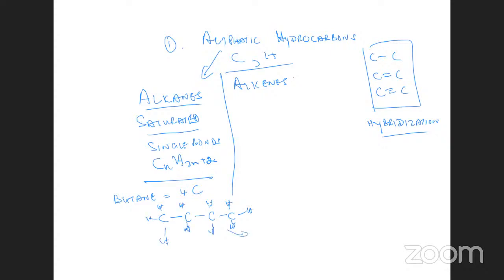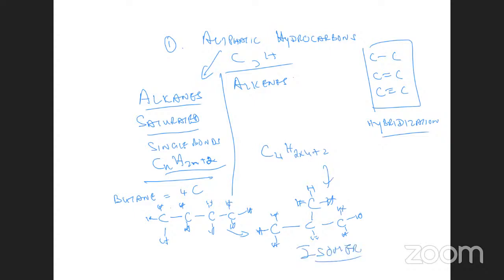This also could be drawn like this. Right? Same number of carbon atoms, same number of hydrogen atoms. So 1, 2, 3, 4, 8, and 10. It's 10 here. If you use this formula, C4, H becomes 2 times 4 plus 2. It's 10. This is an isomer of the previous one. Okay. Now these things we will discuss when you do the nomenclature.